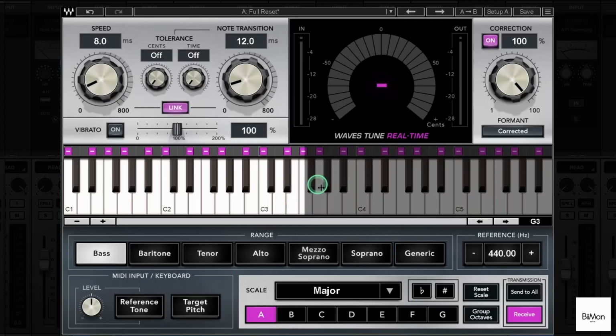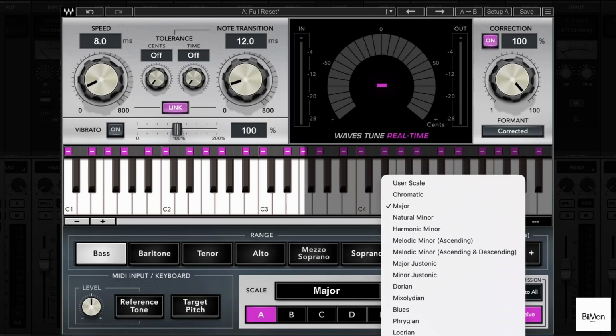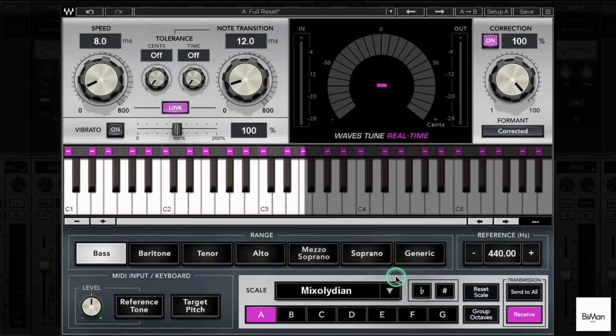When I was working on this vocal, I also noticed that there's this scale that sounded much better to me than the major scale. And that was the Mixolydian scale. I found that this Mixolydian scale worked better with this vocal than the major scale. Let's play it and hear how it sounds.